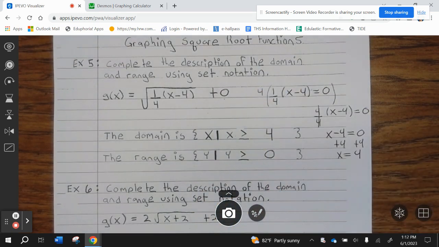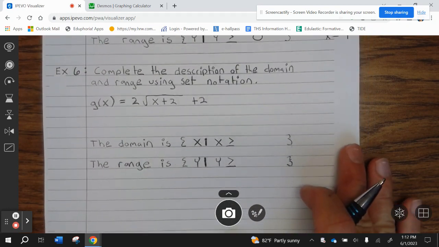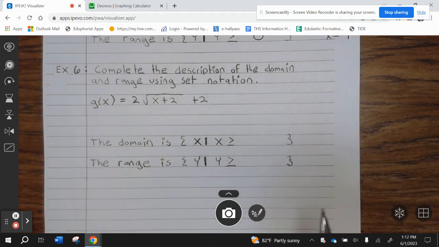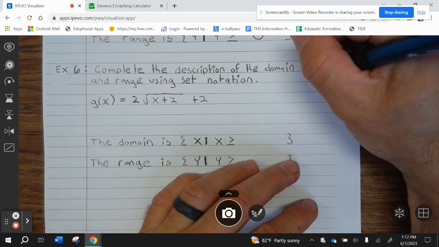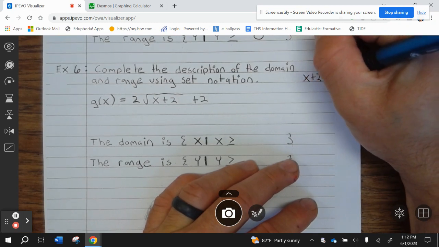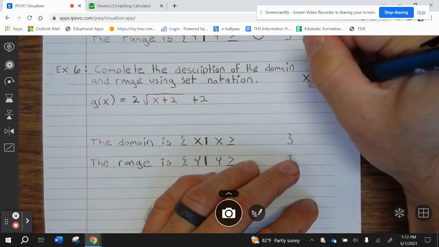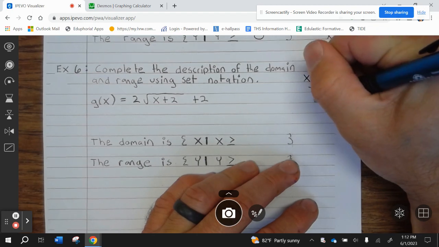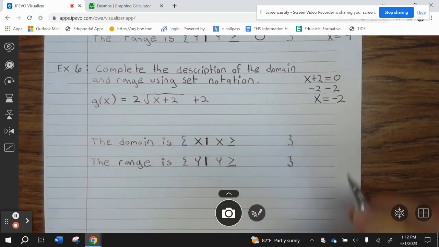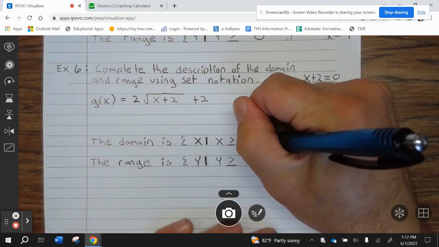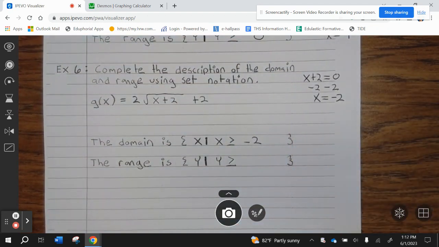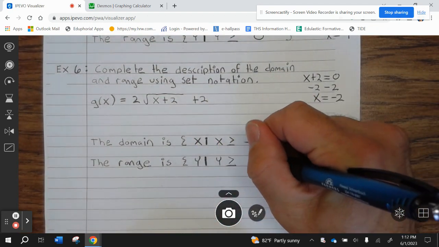All right, go ahead and finish up example 5. All right, example 6. Okay, so domain, we set x plus 2 equal to 0. Subtract 2 from both sides, x equals negative 2. So your domain is x greater than or equal to negative 2, and your range is just y greater than or equal to that number right there.